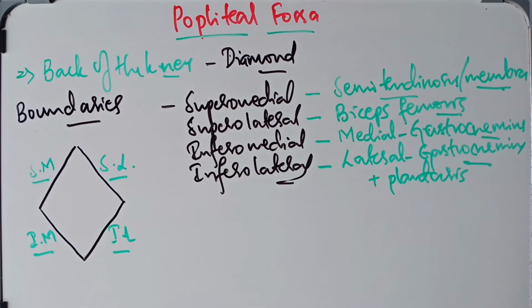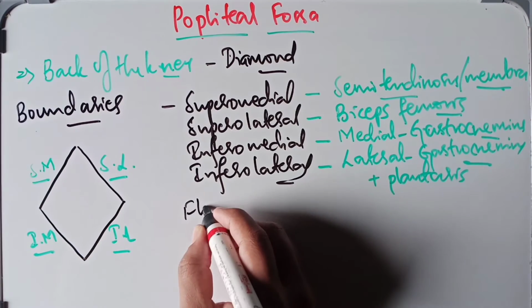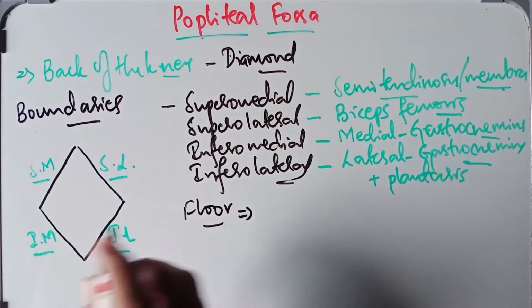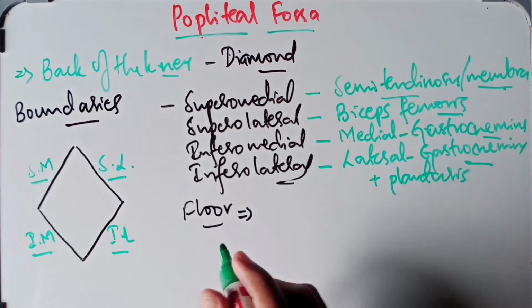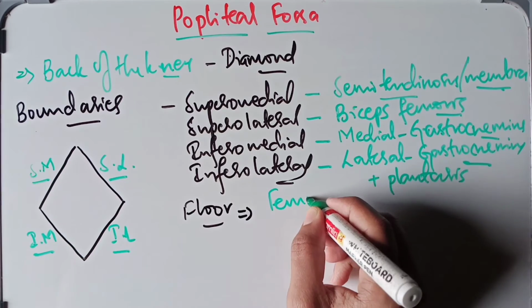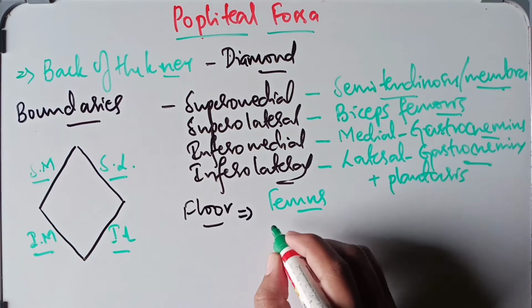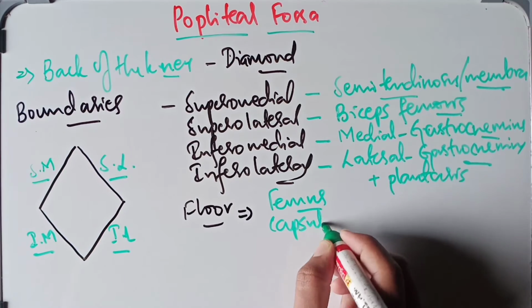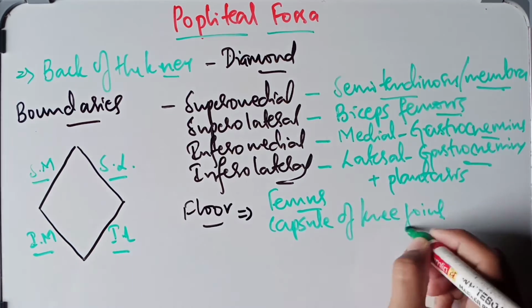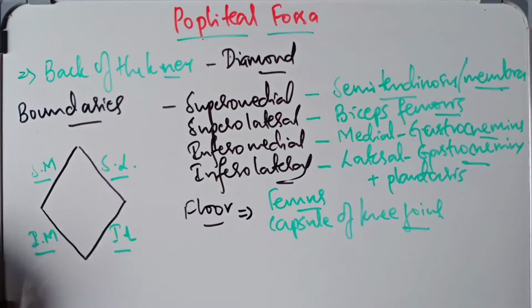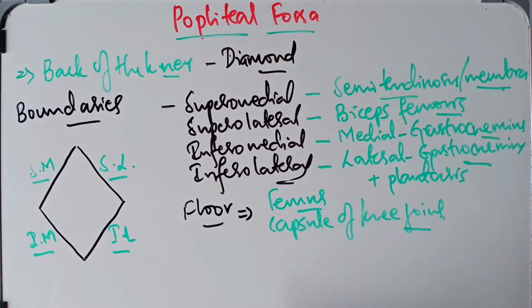Now when it comes to the roof and the floor, firstly we will discuss the floor of the popliteal fossa. The floor is made up by the popliteal surface of the femur as well as the capsule of the knee joint.